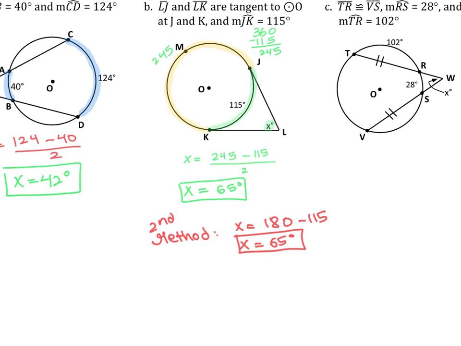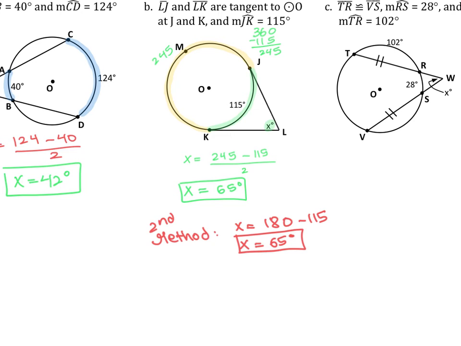This happens only if you have two tangents intersecting outside the circle. In this case, the angle and the small arc add up to give you 180. So to solve for the angle, you can do 180 minus the small arc, or you can do the same thing if the small arc is unknown. So in order to find this arc, you can do 180 minus the angle.